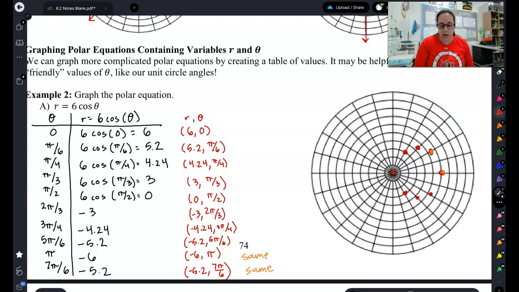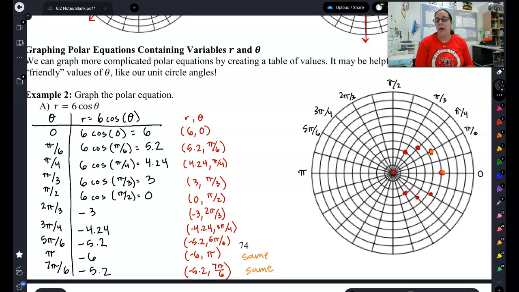If you're really struggling with this, it might help to start off by labeling what these lines mean. So this is 0 radians, this is pi/6, pi/4, pi/3, pi/2, 2pi/3, 3pi/4, 5pi/6, pi, and so on and so forth. You can continue doing that.